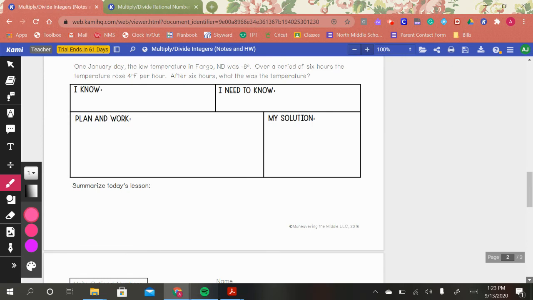All right. The last problem we have says in January, the low temperature in Fargo, North Dakota was negative 8 degrees. Over a period of 6 hours, the temperature rose 4 degrees per hour. After 6 hours, what was the temperature? So this is kind of our problem-solving template here, and we're going to write down what we know, what we need to know. We're going to show our work, and then the solution.